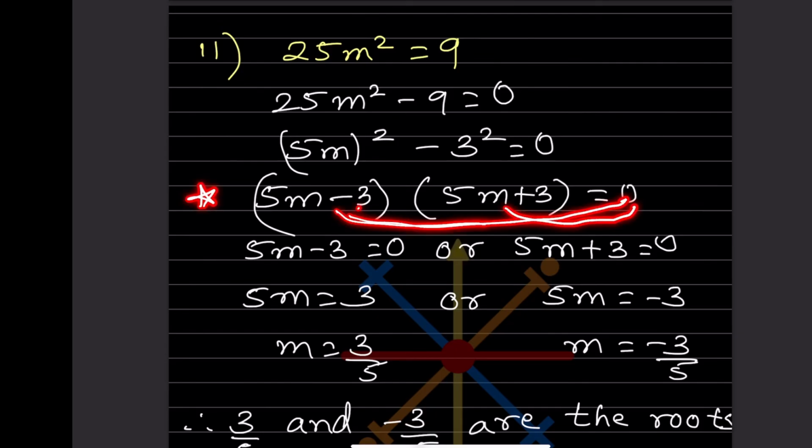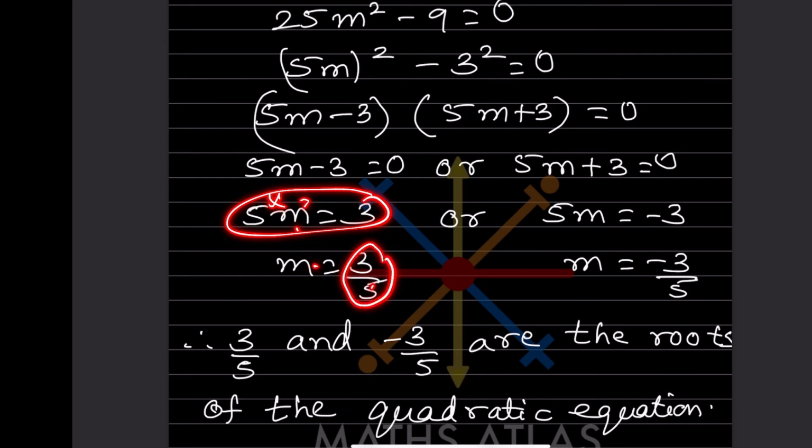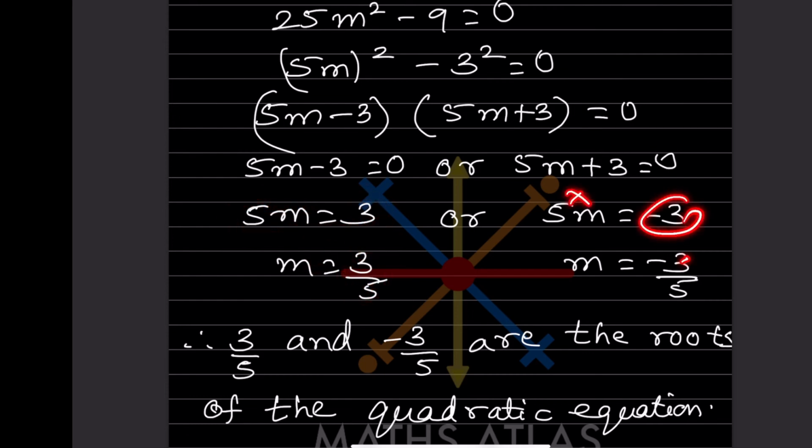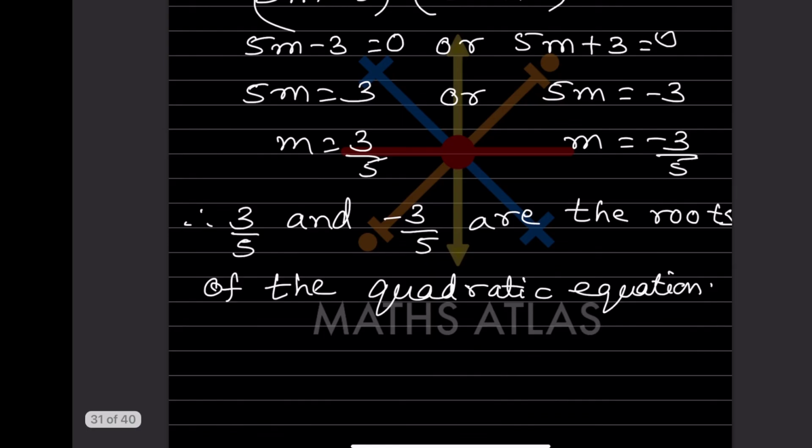So 5m minus 3 is equal to 0, or 5m plus 3 is equal to 0. When you rearrange this, 5m is equal to 3, or here 5m is equal to minus 3. So when you solve this part, what will you get? M, this is multiplication, so you are going to get 3 by 5, and here you will get minus 3 by 5. So you got the two values, 3 by 5 and minus 3 by 5. These are the roots of the quadratic equation.